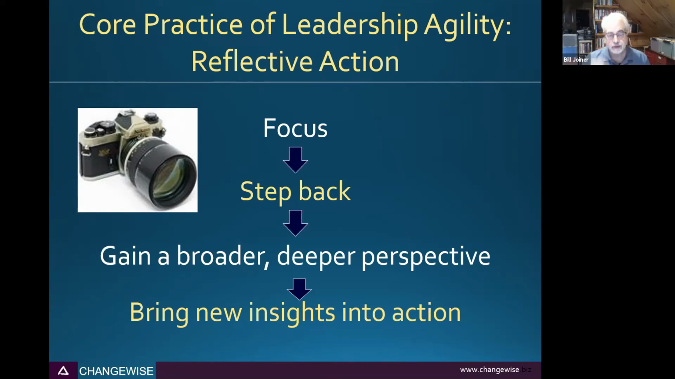What we found is that the most agile leaders can do this very rapidly and can do it almost in the moment. Less agile leaders tend to do this by reflecting back on something that recently happened and learning from that, and then doing something different. And even less agile leaders just don't tend to do this much. So that's the core practice.